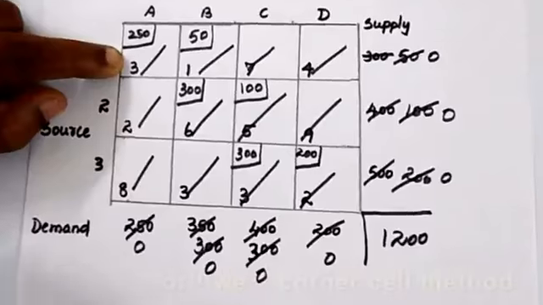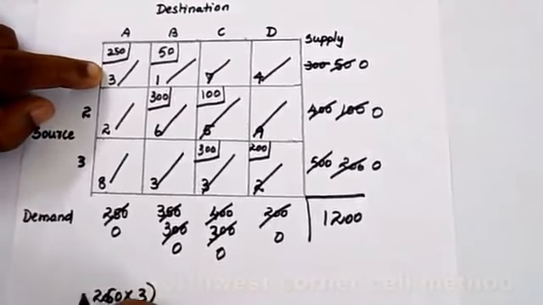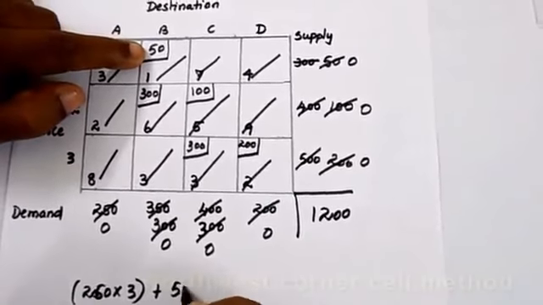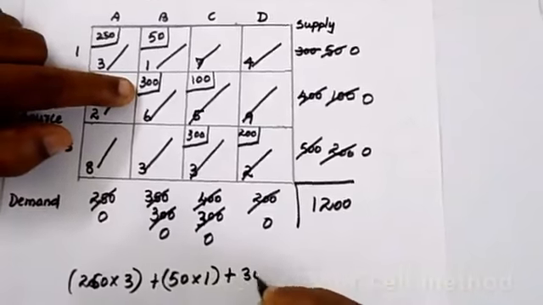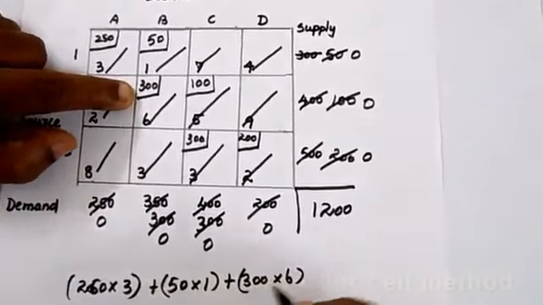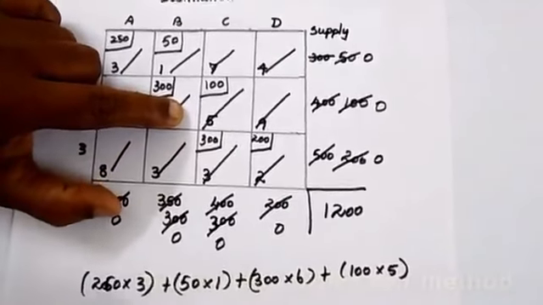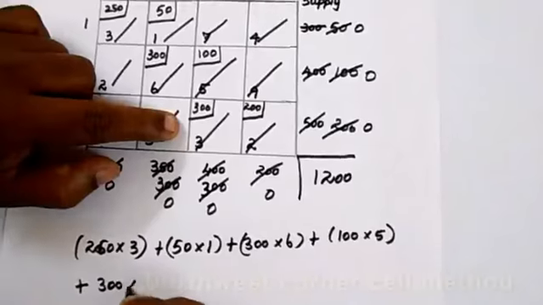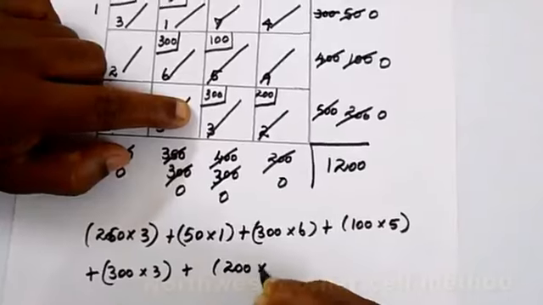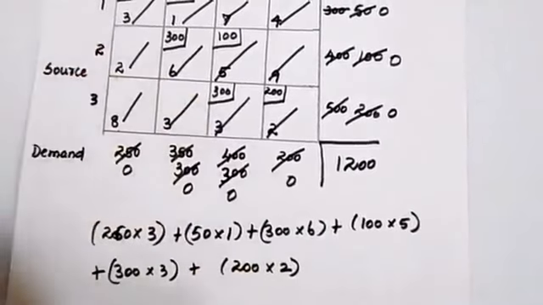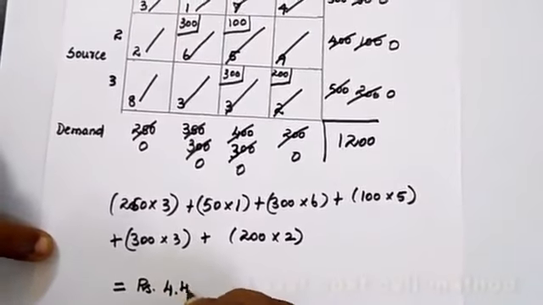In the first allocated cell, 250 into 3 plus 50 into 1 plus 300 into 6 plus 100 into 5 plus 300 into 3 plus 200 into 2. Just find the value. Total will be rupees 4,400.